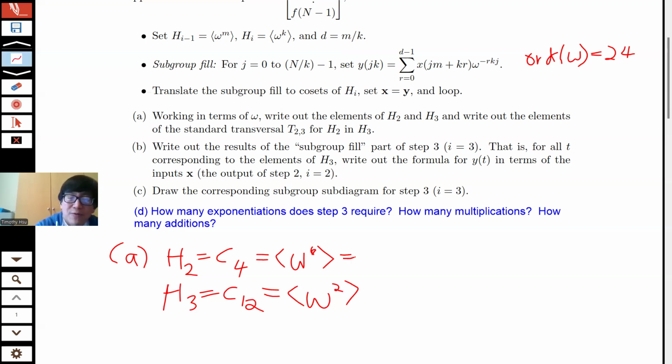If I write all these elements, let me start by writing out the elements of H2. This is still not super fast, which are 1, omega to the 6th, omega to the 12th, omega to the 18th. Okay, great.